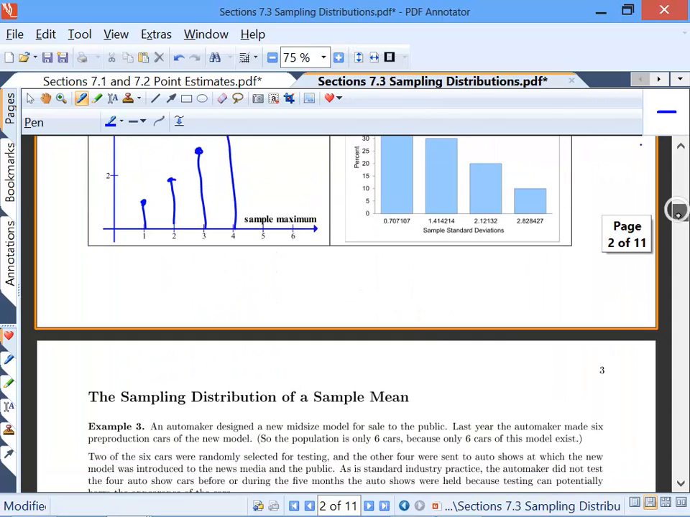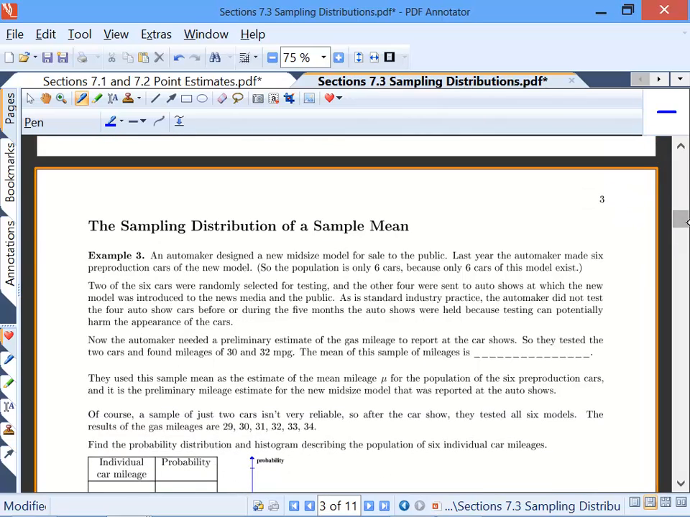The sampling distribution that we're going to care about the most is the sampling distribution for a sample mean. Okay? So let's say an automaker designed a new mid-size model for sale to the public. Last year, the automaker made 6 pre-production cars of the new model. So at this moment, our population is only 6 cars because only 6 cars actually exist. So we start with a really small population.